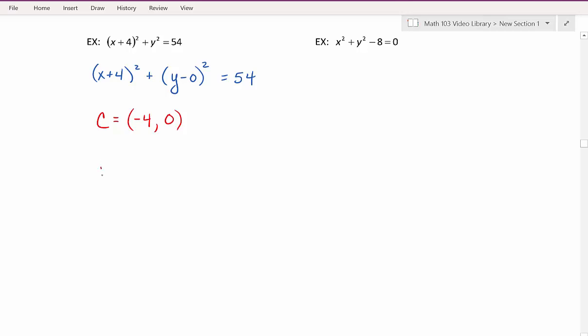To identify the radius, we always take the square root of the constant, square root of 54. Then we want to simplify our radical. We look for the largest perfect square that's a factor of 54. That's going to be 9. It goes in 6 times. Our radius is 3 square root of 6.